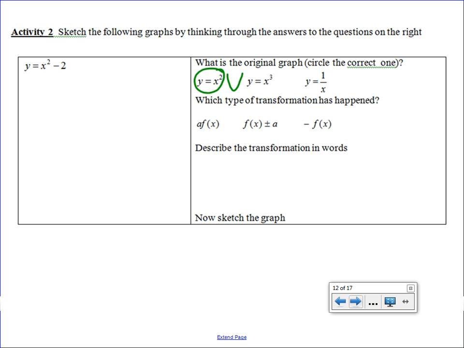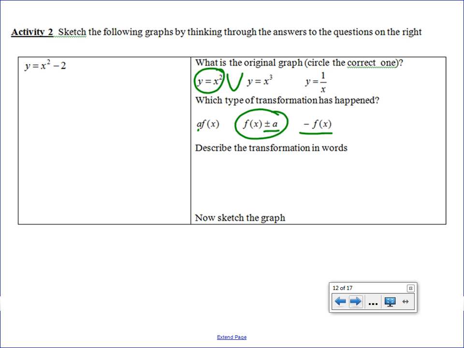Okay. Which type of transformation has happened? It's an outside one clearly. Is it a times, an add or subtract, or is it a flip? Well, it's just whichever one matches the pattern, right? Exactly. So it's the middle one. Something has been added or taken away from it.